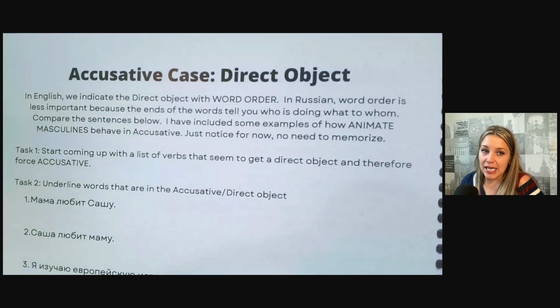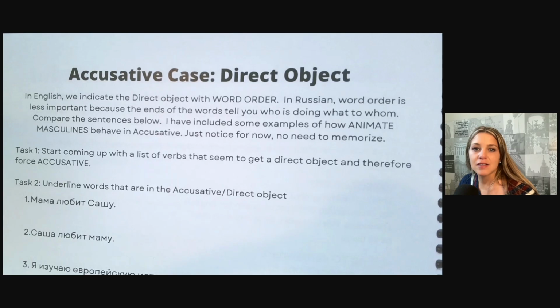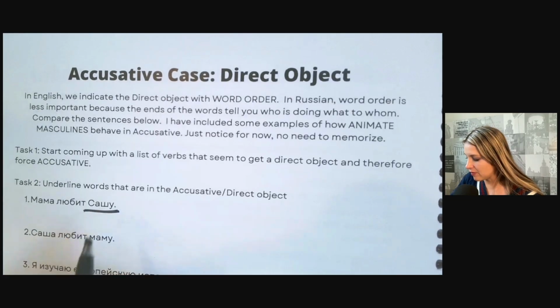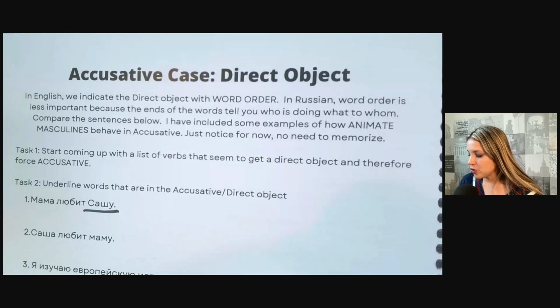So I'm going to be asking, who's doing what to whom? Who's verbing? Who's blanking somebody? Okay. All right, here we go. So underline the words that are in accusative case and or are the direct object. Okay, here we go. Example sentence номер 1. Mama любит Сашу. Who is being verbed? Who is mama loving? Sasha. Да?